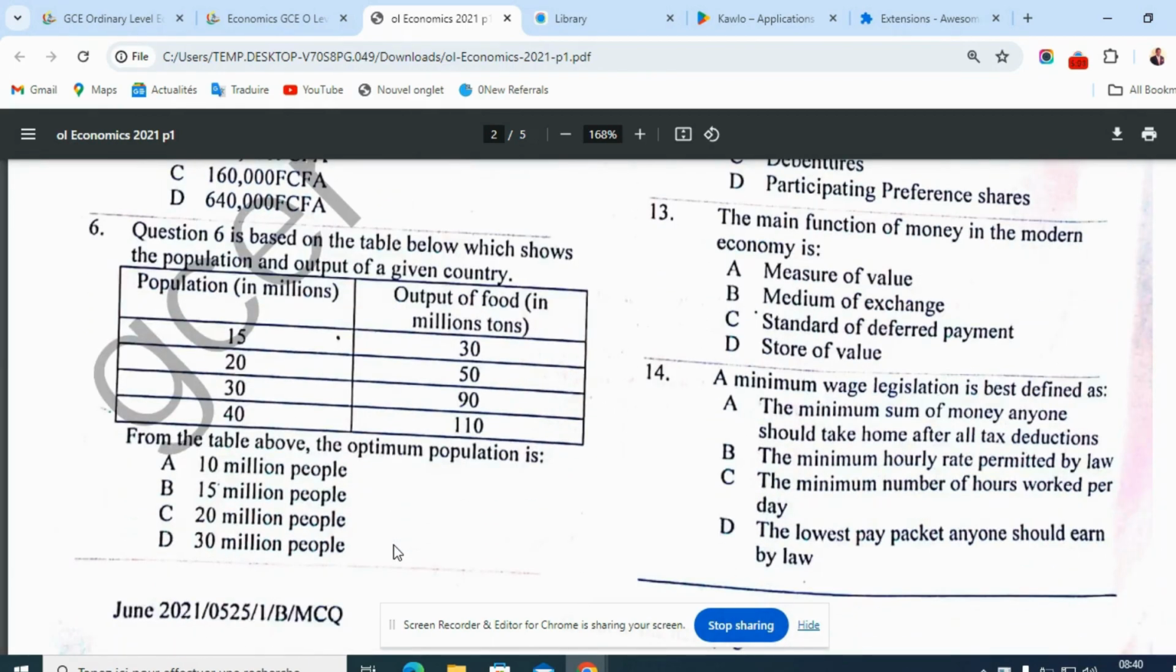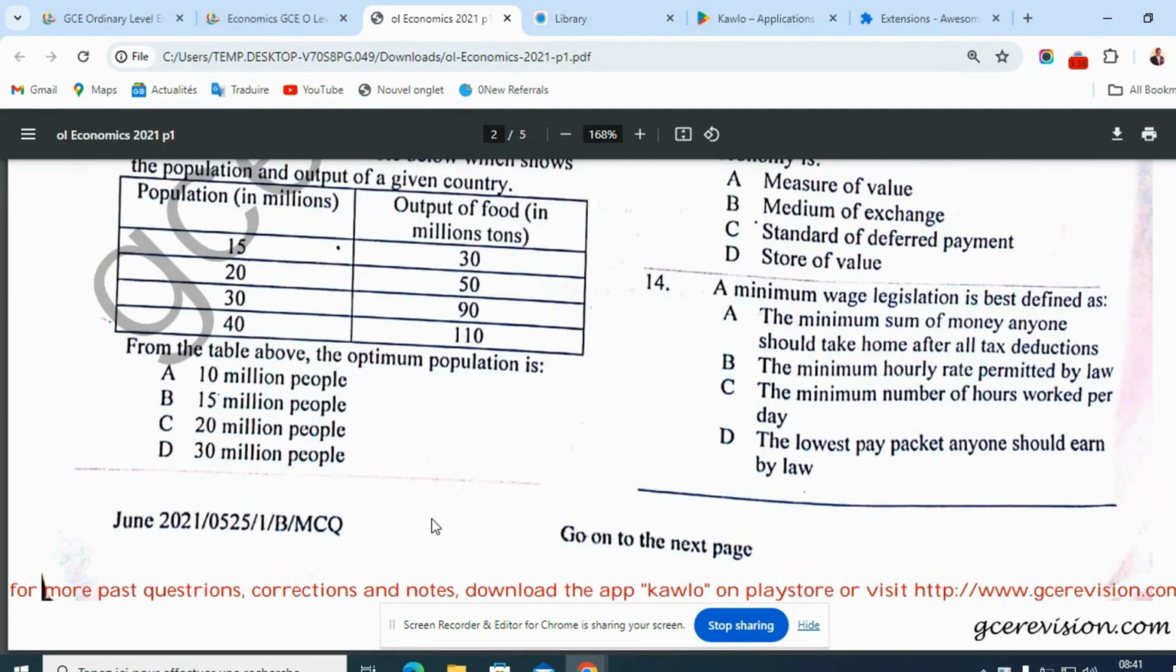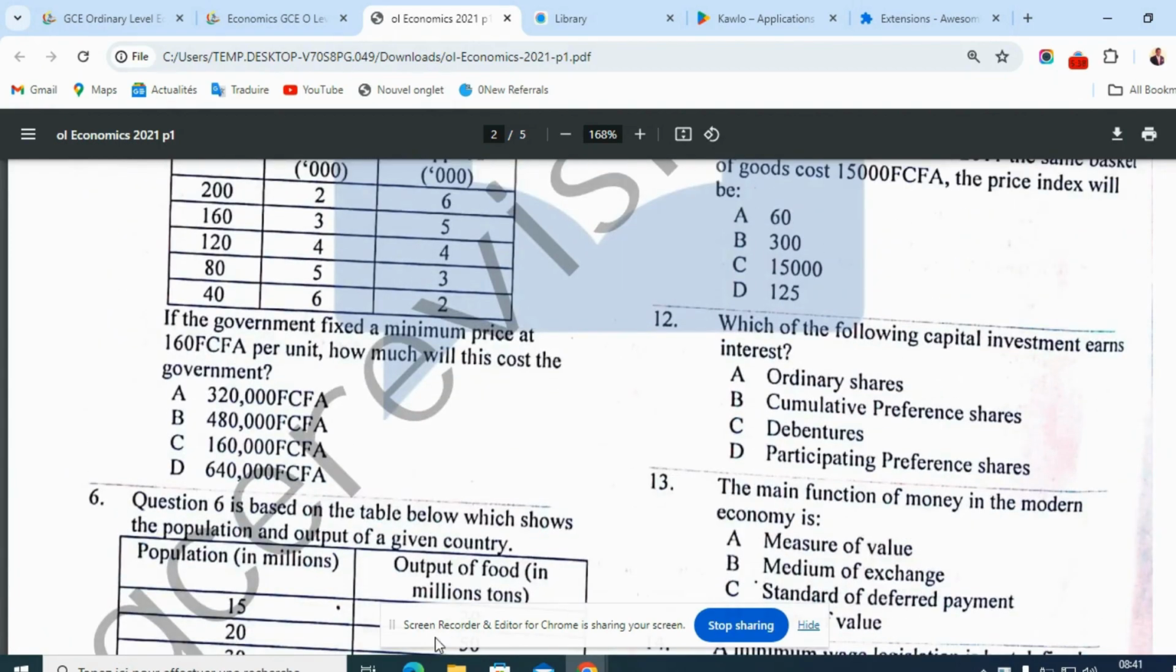From the table above, the optimum population is, so he said we should calculate or look at what is the optimum population here. So the correct answer here is 20 million. 20 million people. That's the optimum population. Okay, so I'm just giving the correct answers. I won't give the calculations because calculations can change, calculation varies, and I think your teacher can better show you the calculations. But the correct answer, I'll give every one of them. So that is 6. Let's go to 7.